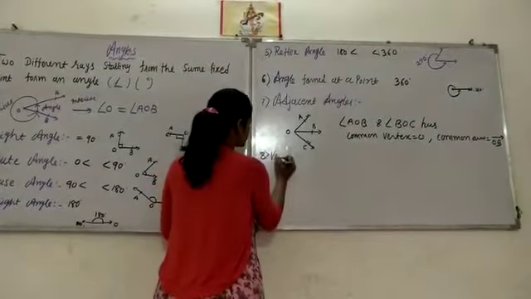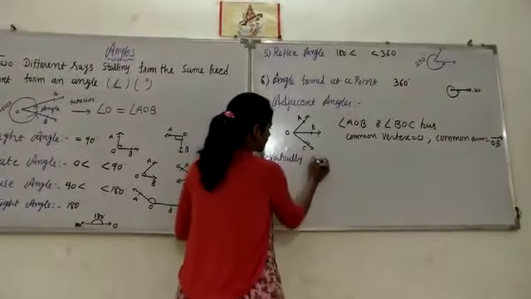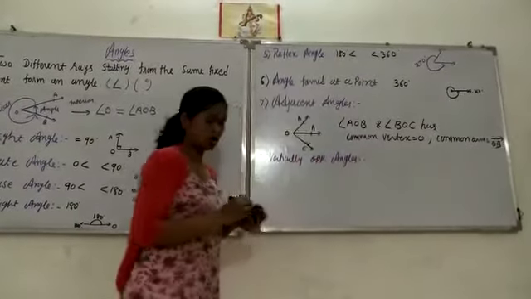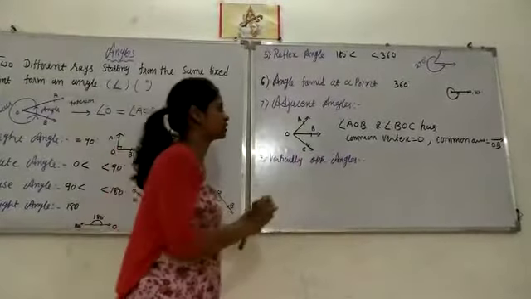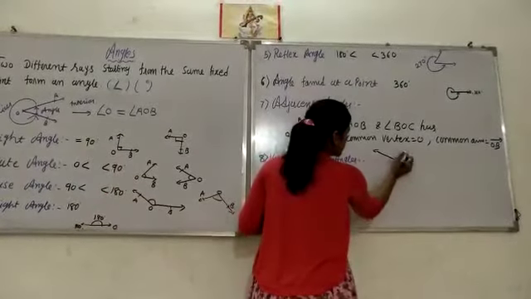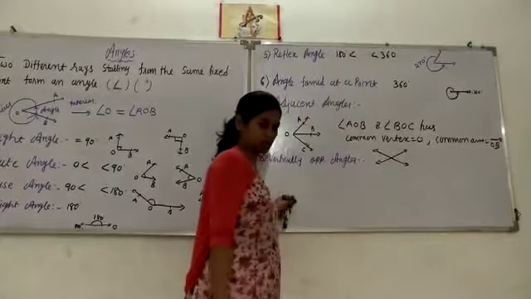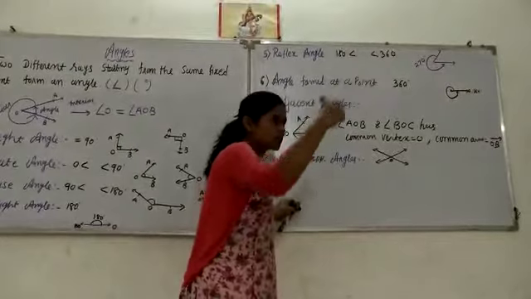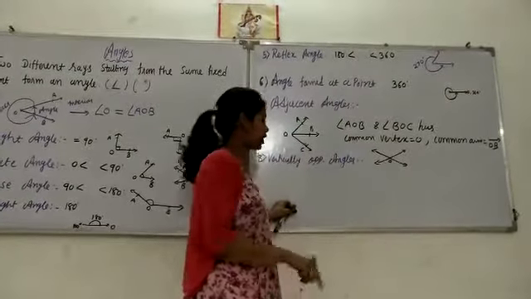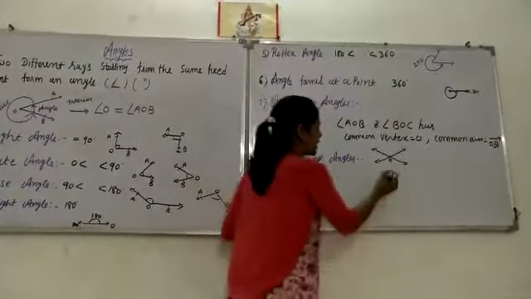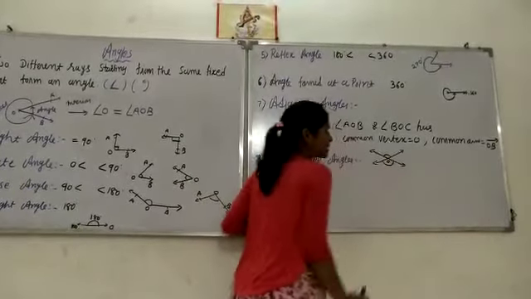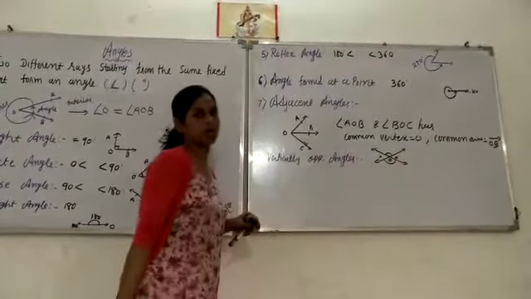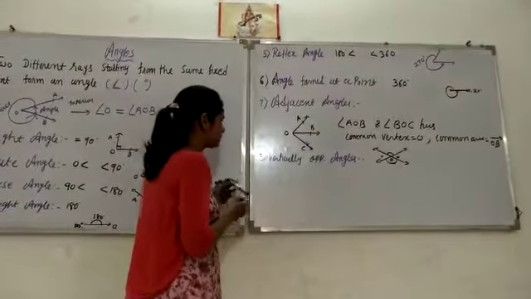Eighth is vertically opposite angles. Whenever two lines intersect each other, this line and this line intersect each other, then this is your intersection point. The opposite angles at this intersection point are called vertically opposite angles. So this angle and this angle are called vertically opposite angles. This angle and this angle are also called vertically opposite angles.